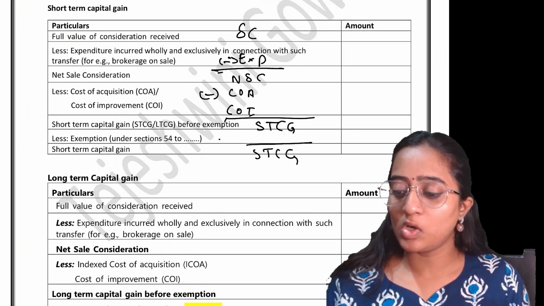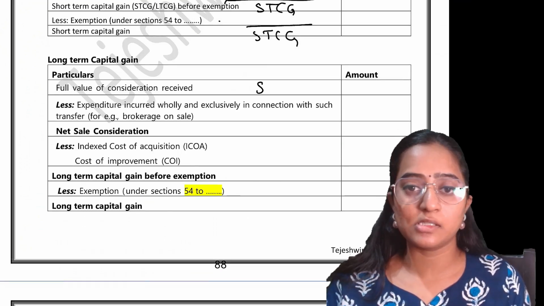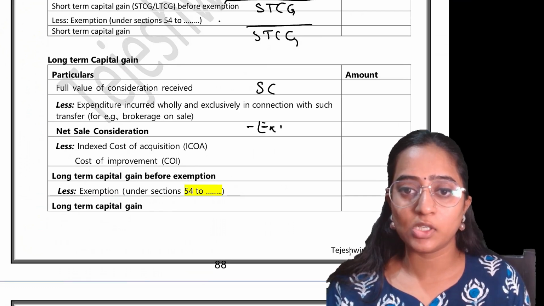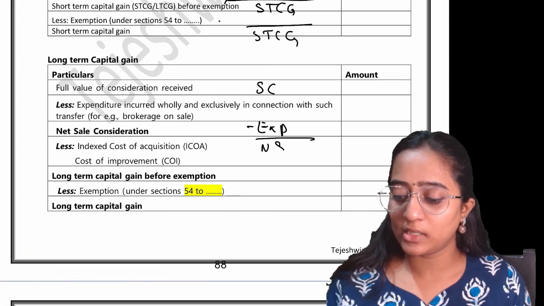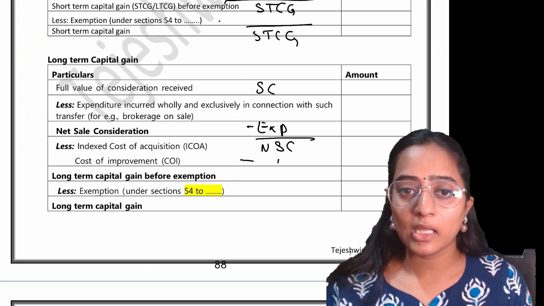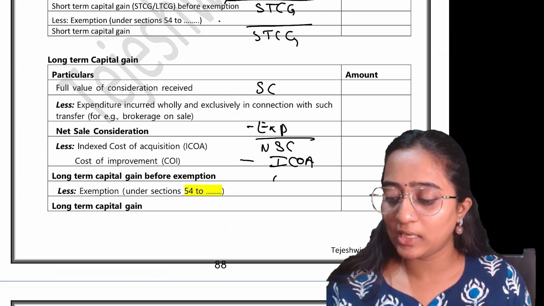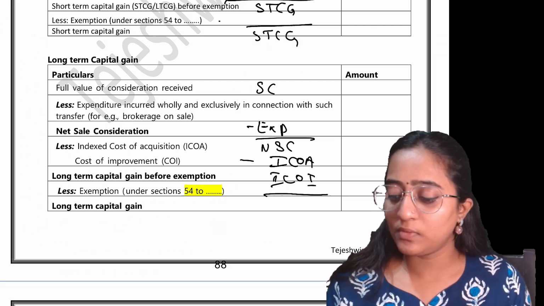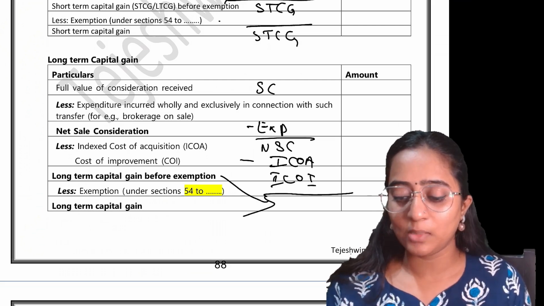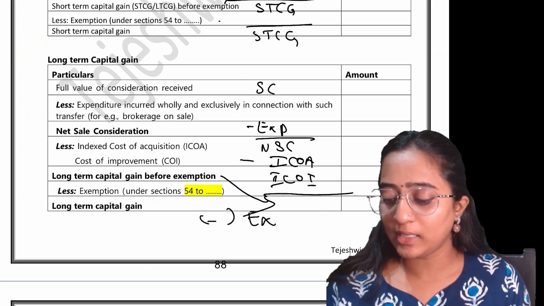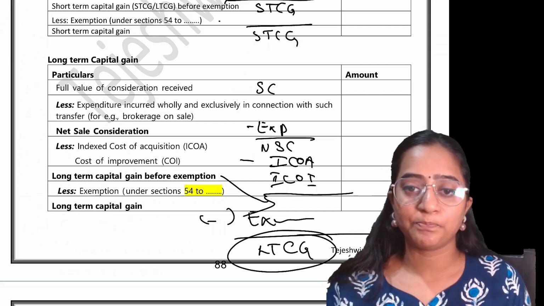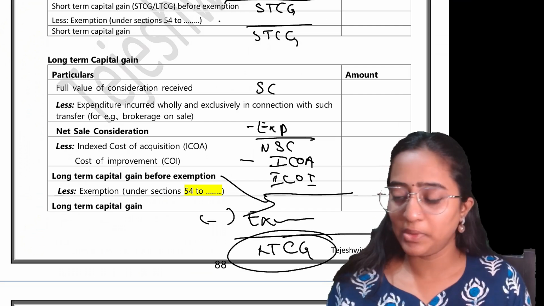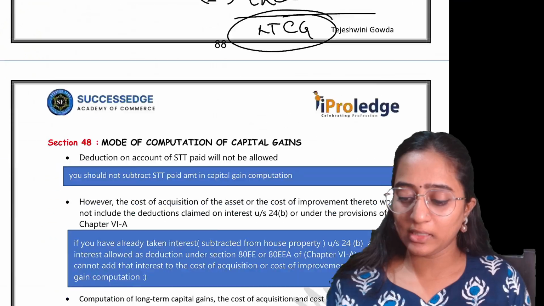Similarly, in the case of long term, you're going to have sale consideration, then expenditure, then net sale consideration. Then you take your indexed cost of acquisition, then indexed cost of improvement, everything. Then you get long term capital gain before exemption. Then you get exemption under section 54. Then you get long term capital gain. Very simple. Now let's try to understand the indexation benefit.